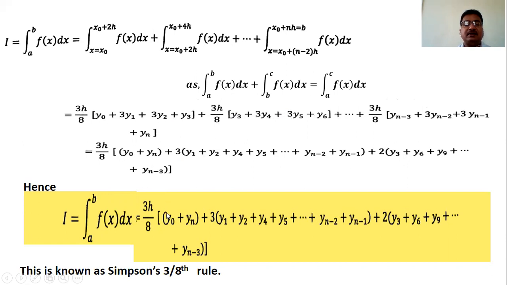And this is Simpson's three-eighth rule. Simpson's three-eighth rule is what? Integration a to b fx dx is 3h by 8, y naught plus yn, first value plus last value, plus 3 times the sum of the y values whose suffixes are not multiples of 3, eliminating y3, y6, y9 from this, and then 2 times the values of y whose suffixes are multiples of 3. So this is Simpson's three-eighth rule.